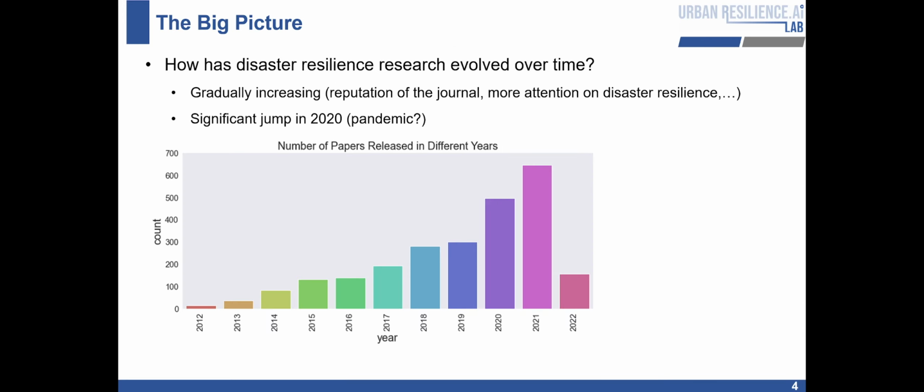We could first do some exploratory data analysis to see the big picture. The number of papers published has gradually increased since the first issue published in 2012. The increasing trend may be due to the reputation of the journal and more attention on disaster resilience. Another observation is the significant jump in 2020, probably due to the outbreak of the COVID-19 pandemic.